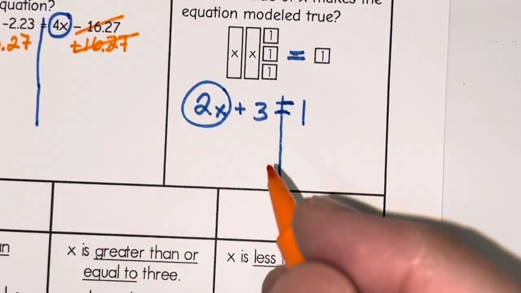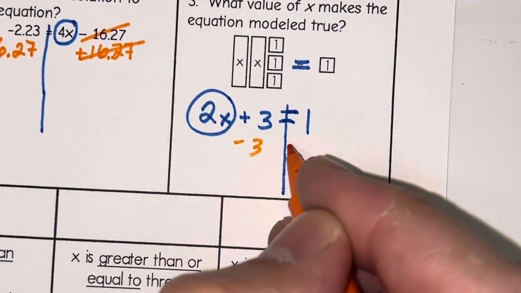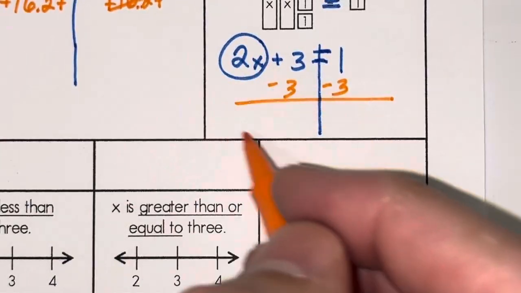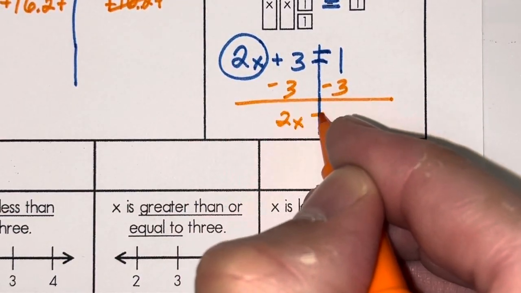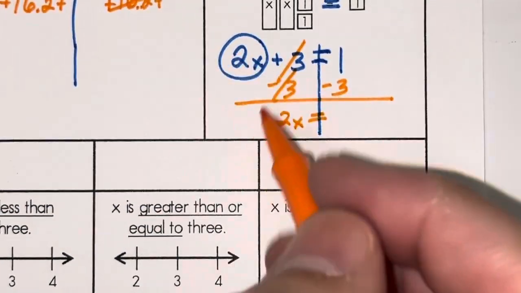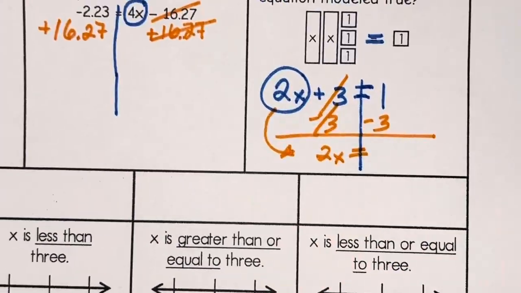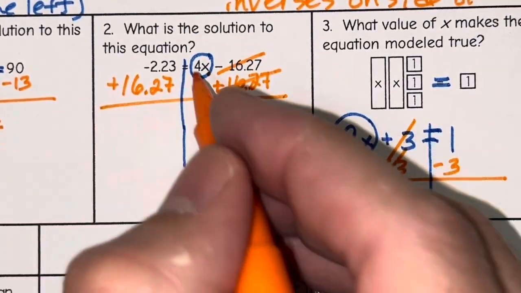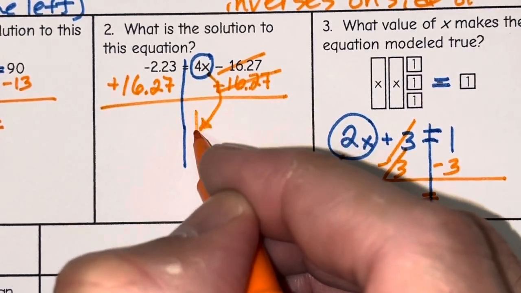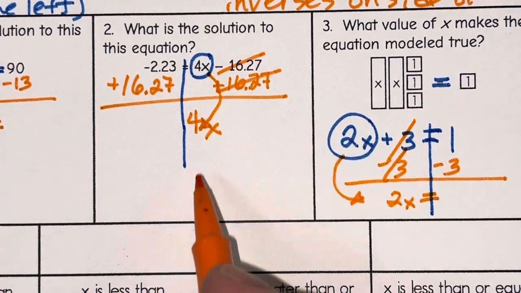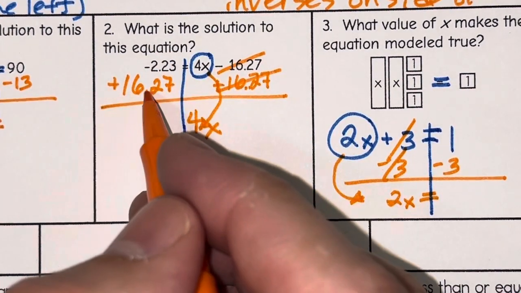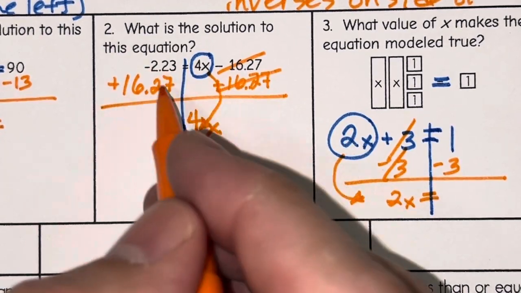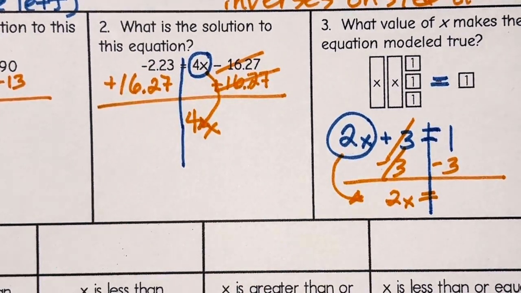Again, here's the variable term on the left side. Then we're going to bring that variable term down to the next step. So 2x comes down to step 2. And I jumped ahead a little bit. So that's 4x. So we got 16.27 minus 2.23. If you have positives and negatives, you're just going to subtract.